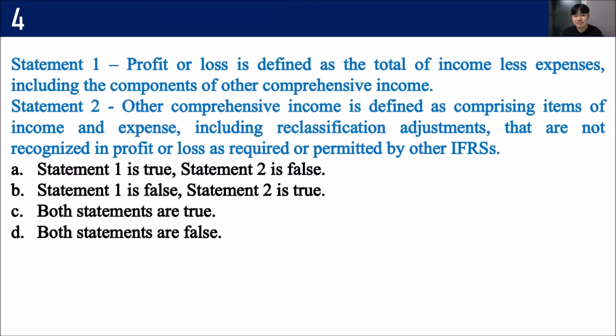Profit or loss is defined as the total of income less expenses, including the components of OCI. And then other comprehensive income is defined as comprising items of income and expenses, including reclassification adjustments that are not recognized in profit or loss as required or permitted by other IFRSs. Pause the video if you need more time and play it again when you're ready.